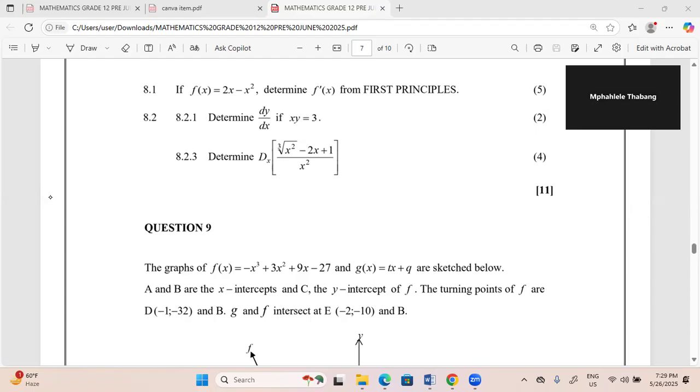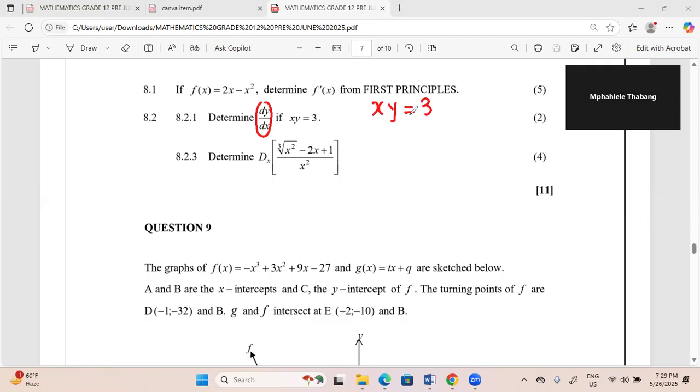I want to start with 8.2.1. Okay, so they are saying determine dy over dx if xy equals 3. This is where our grade 12 students can lose a free 2 marks. This is a free 2 marks. Determine dy over dx if xy equals 3. So they want us to derive a function y with respect to x.